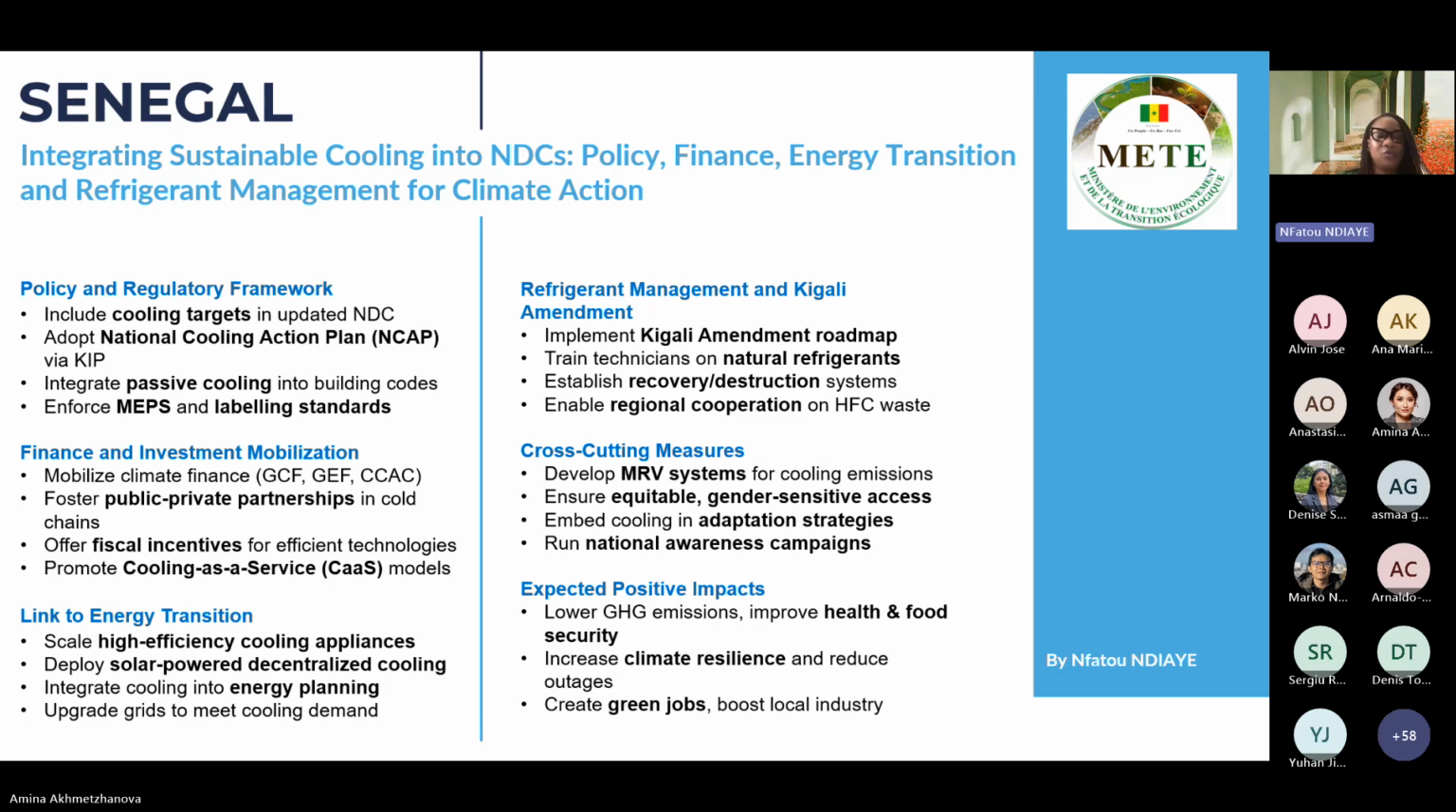We also try to link to the energy transition and scale up high efficiency cooling appliances. So when we have new appliances in cooling systems, we try to get high efficiency cooling appliances in order to have less emission of greenhouse gases, because in the last NDC they took into account the greenhouse gas effects. But in this new NDC, we'll open a window to specify that this is not only a greenhouse gas effect, but also a short-lived climate pollutant like HFC and so on.